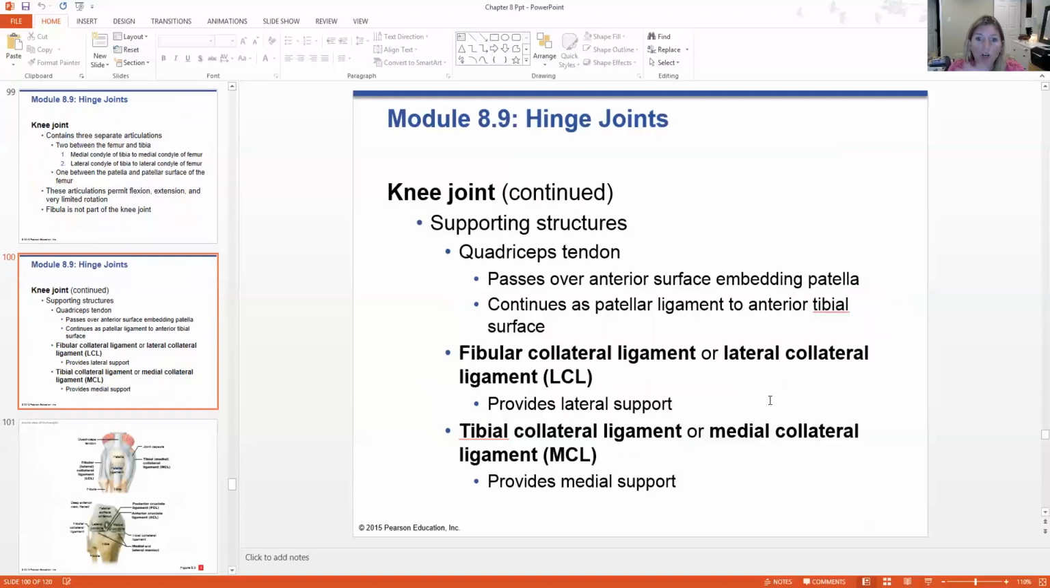So some supporting structures: we mentioned the quadriceps tendon passing over that anterior surface of the patella, continuing as the patellar ligament going all the way down to the anterior tibial surface. You have the fibular collateral or lateral collateral, however you want to remember it. I usually call it the fibular collateral ligament. That way I remember it's on the fibular side. And the tibial collateral ligament. Fibula is lateral, tibia is medial. So just the fibula has an L in it, which is lateral. Tibial collateral ligament or medial collateral ligament is for medial support.